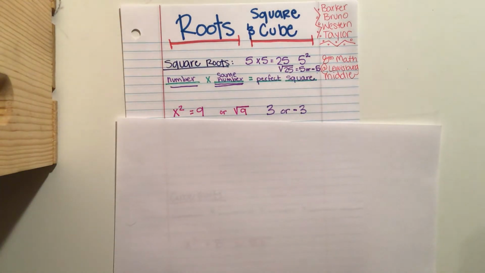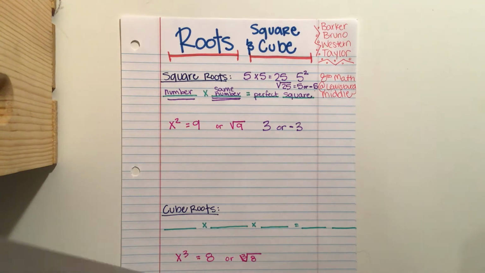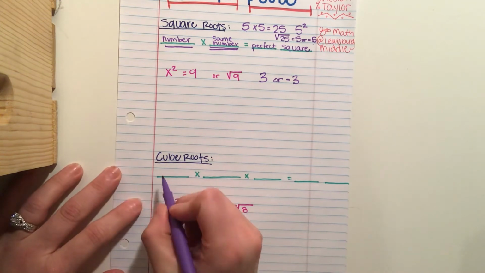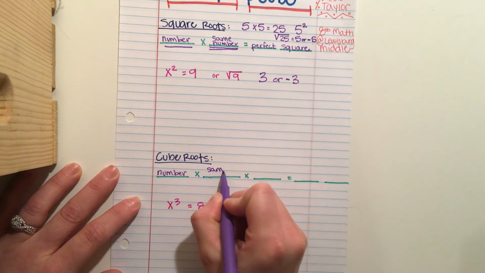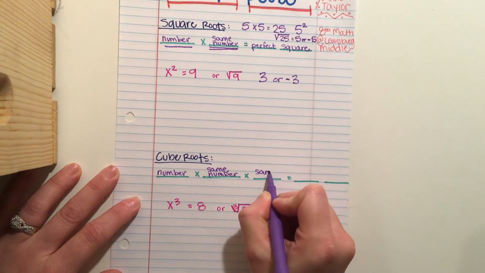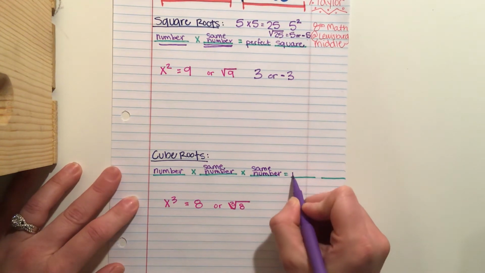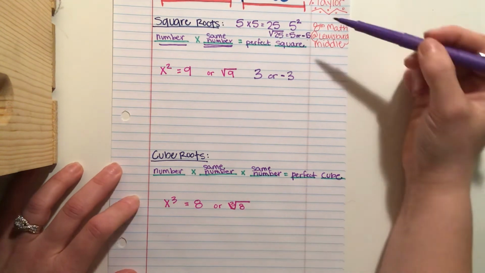All right, now let's talk about cube roots. So if a square root is two-dimensional and you are squaring it to make a perfect square, a cube is a three-dimensional figure. So it is going to be number times same number times same number again equals a perfect cube.